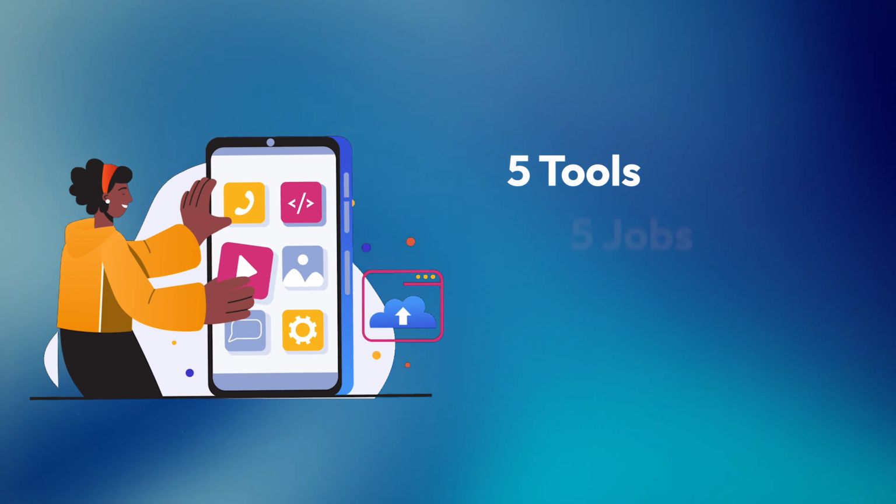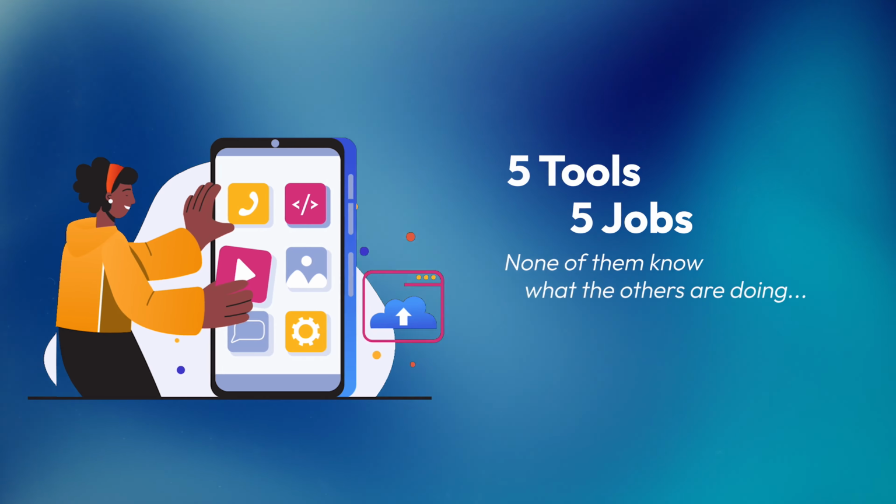You've got 5 tools doing 5 jobs and none of them know what the others are doing. You can't see which DM led to the sale. You can't follow up with someone who clicked on your link but didn't book. Every month you're paying for all of them separately, and the total is a little scary and frankly a little bit embarrassing knowing how much you could be saving.